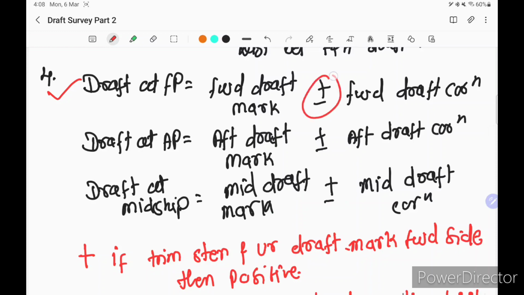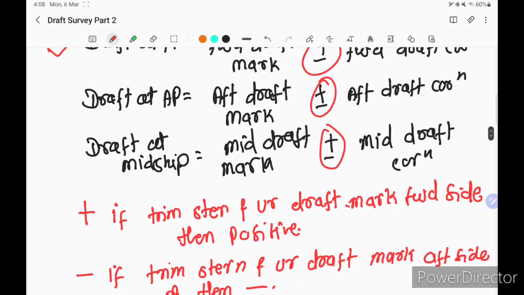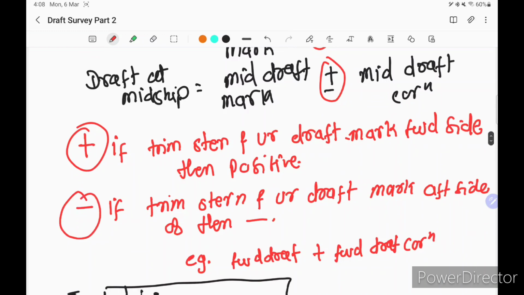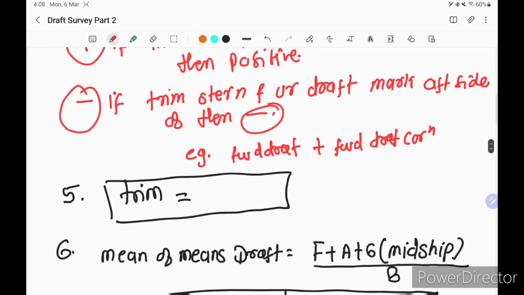Now how will we decide whether this is plus or minus? For example, if your vessel is trimmed by stern and your forward draft mark is ahead of the forward perpendicular, then it is opposite to your trim, so it will be plus. If it is towards the trim, like if you're trimmed by stern and your forward draft mark is aft of the forward perpendicular, then you will get a negative sign. It will be clearer when we solve the numericals. Today we'll solve 3-4 numericals.